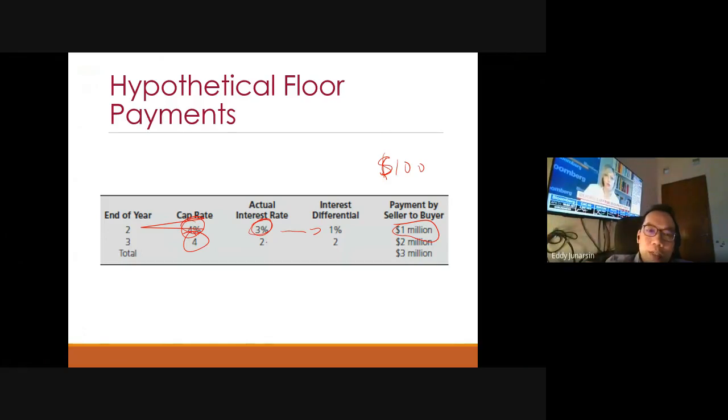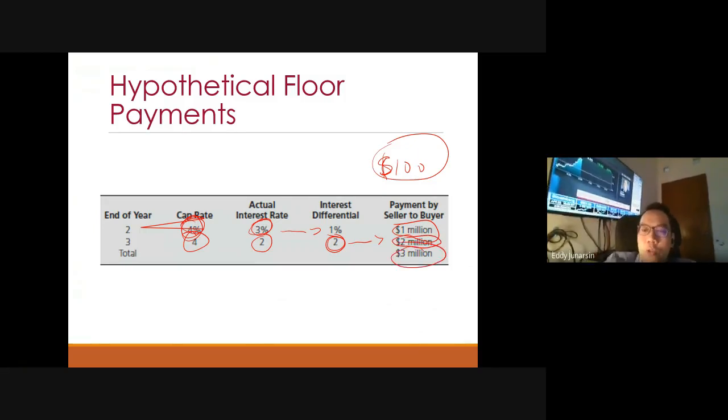But in the third year, you have the right to sell. Again, you buy the right to sell at 4%. This is the floor price. But the actual interest rate is 2%. So imagine again, you have the right to sell at 4%, but the real interest rate is only 2%. So you earn a 2% differential, and 2%, let's say, of 100 million of the contract size, then you get 2 million. And in total, you get 3 million.